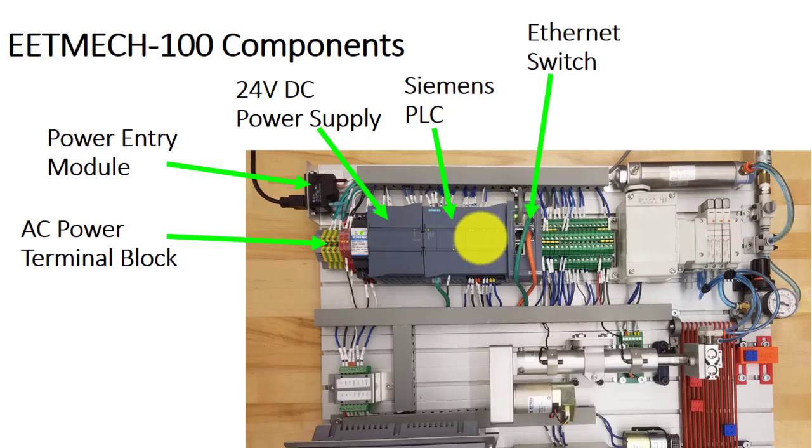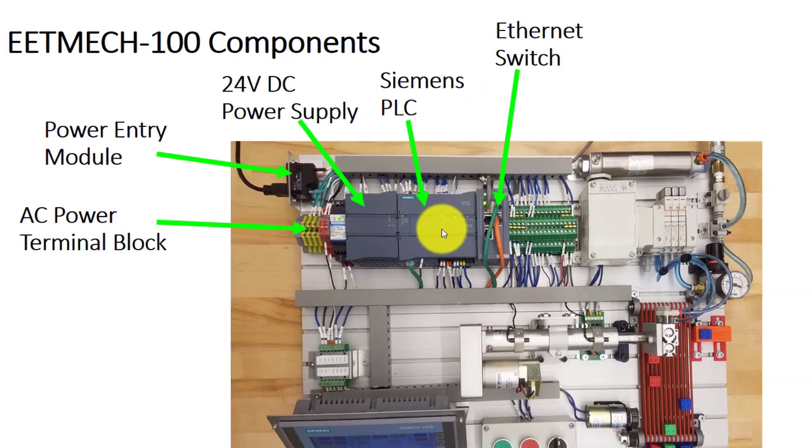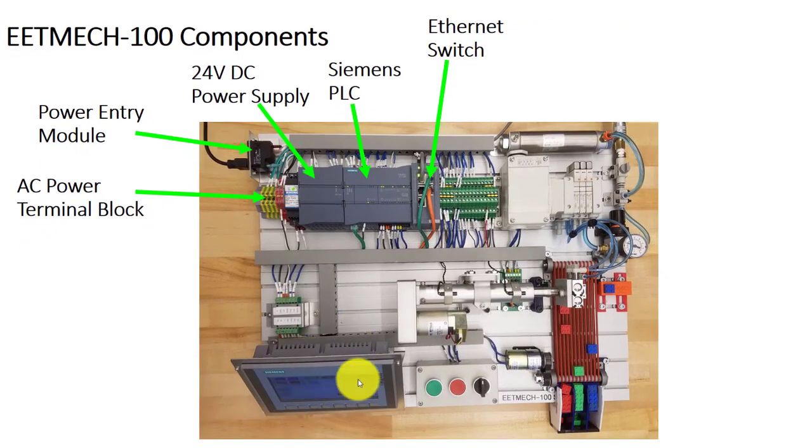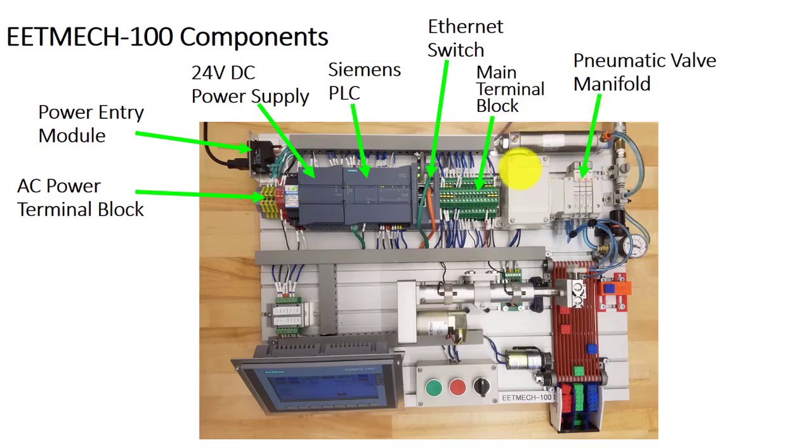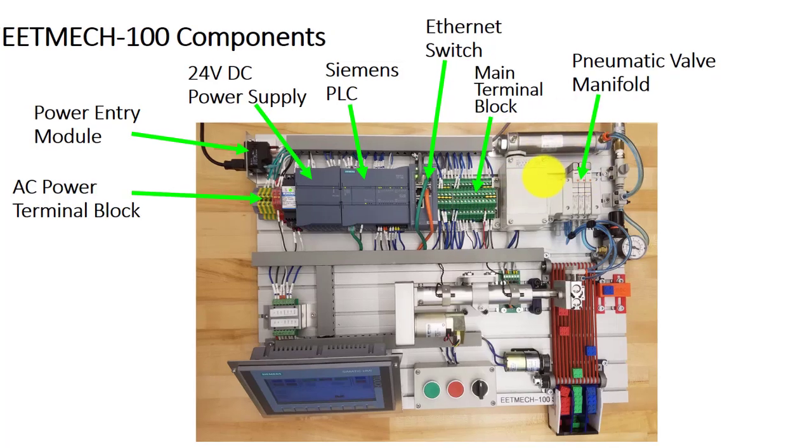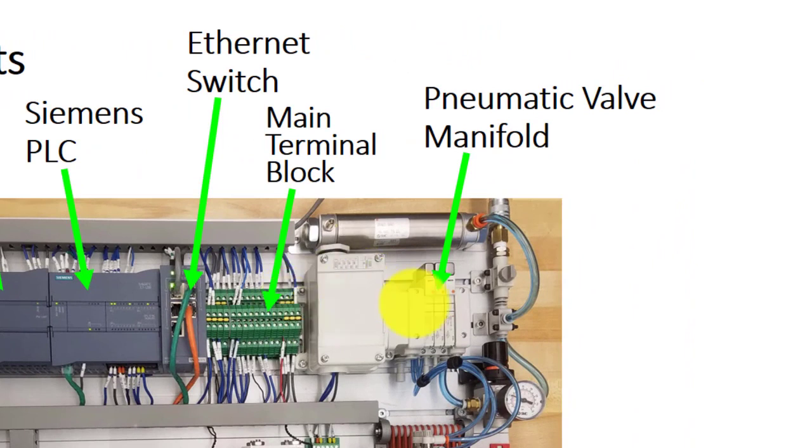Then there's an Ethernet switch which ties together the PLC and the HMI, which is over here, and allows a connection to a computer for loading software. Then there's the main terminal block where the input wiring and the output wiring comes in, and a pneumatic valve manifold. And just like the manifold on the HAS200, there are orange buttons that can be used to test just the pneumatics without having to supply an electrical signal.